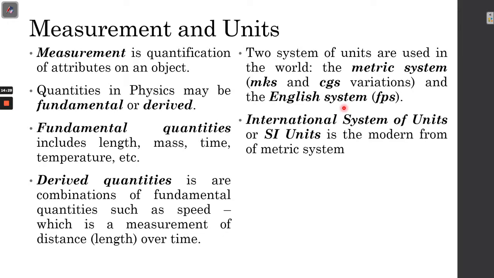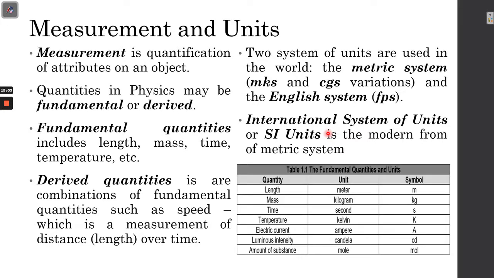The International System of Units, or the SI units, is the modern iteration of the metric system. It is the one that is used all over the world. So if you are performing science experiments anywhere in the world, most scientists will use the SI units, which is the metric system. So whenever I talk about SI units or the metric system at this point, know that we are talking about the standard international system of units.